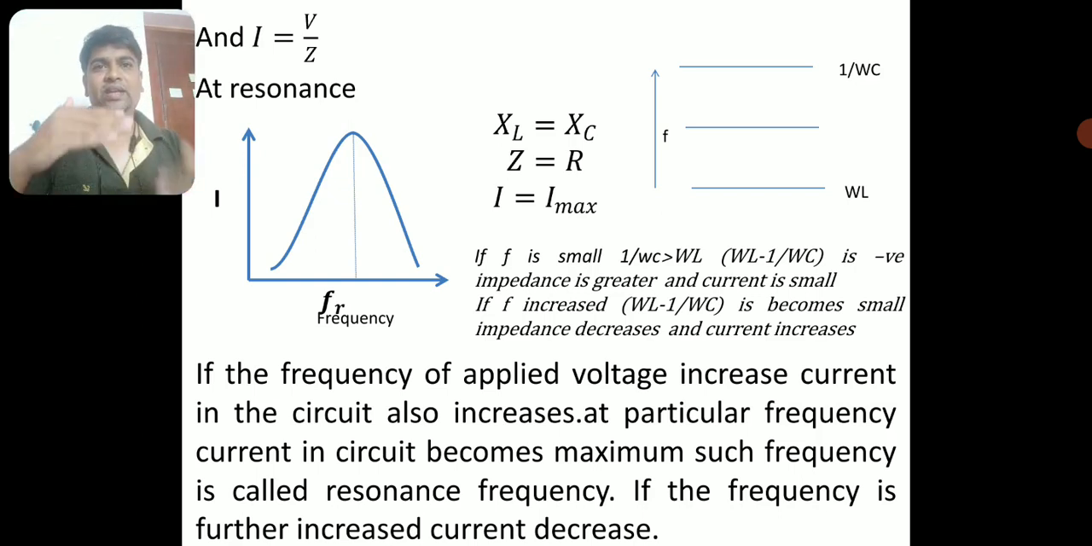Then after that, what happens? 1 by omega C still goes lower, and omega L increases. If you further increase the frequency, again the gap becomes bigger. The gap becomes larger and larger. If the gap becomes larger and larger, the impedance of the circuit becomes larger and larger.